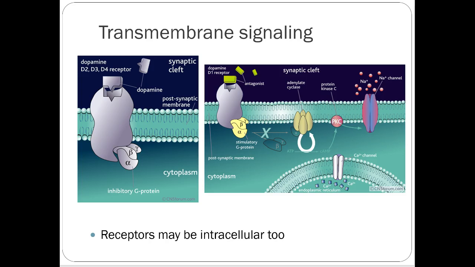Now, do we need to know that all this is happening in the cell to be good clinicians? No. We just need to know from point A to point B, but this is all the middle ground stuff that actually does happen.